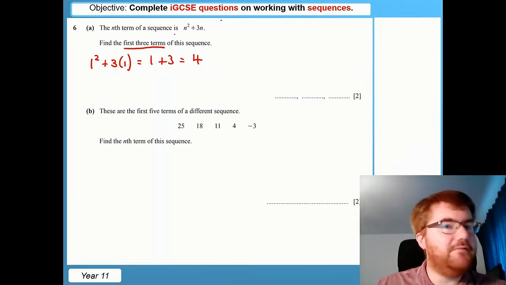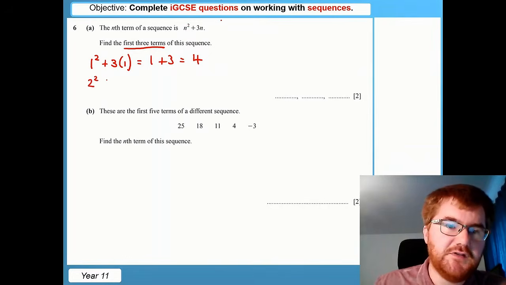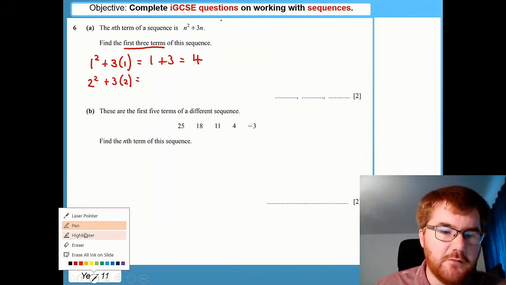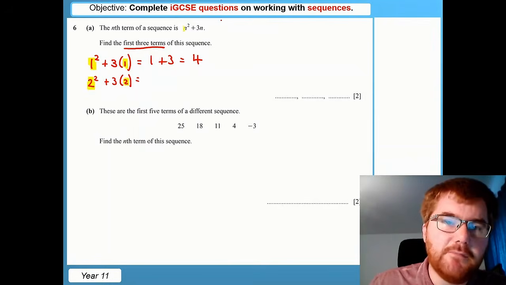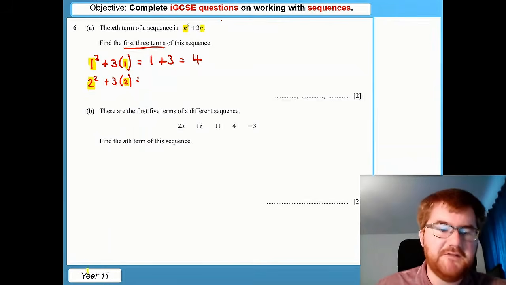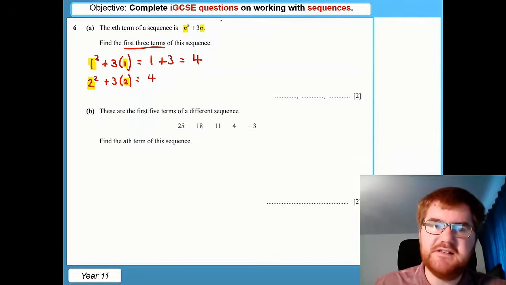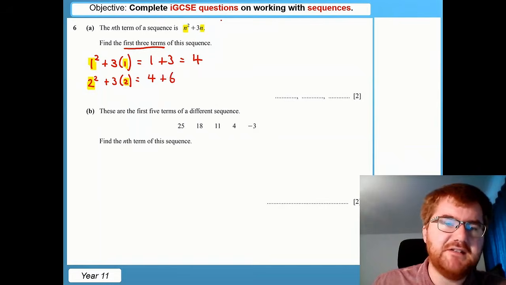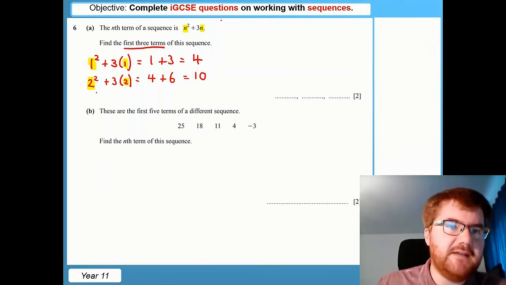Now we do exactly the same process, but instead of having an n here, we're going to put a 2. So we get 2 squared plus 3 lots of 2. If I use the highlighter just to show what's going on here, the 1 here and the 2 here, this is just replacing the n each time in our nth term. So 2 squared is equal to 4. Again, you've got a calculator to work this out. 3 times 2 is equal to 6. Remember, BIDMAS, timesing first, then adding. And then 4 plus 6 is equal to 10. And again, we can do the same thing with 3. So we get 3 squared plus 3 lots of 3. 3 squared is equal to 9.